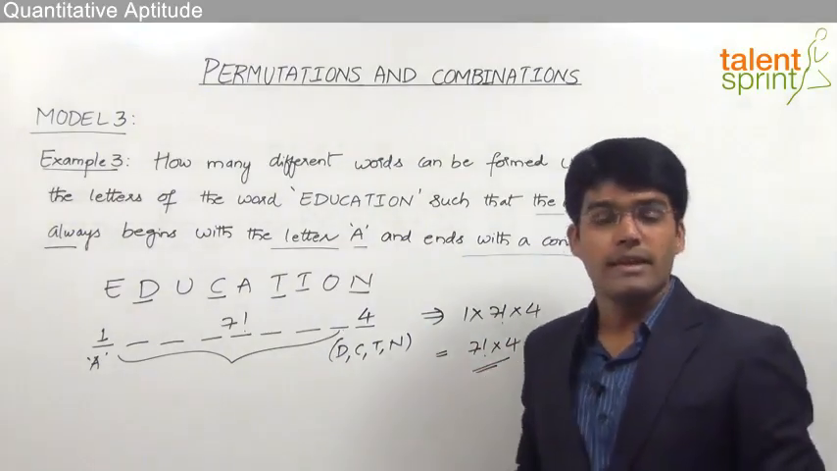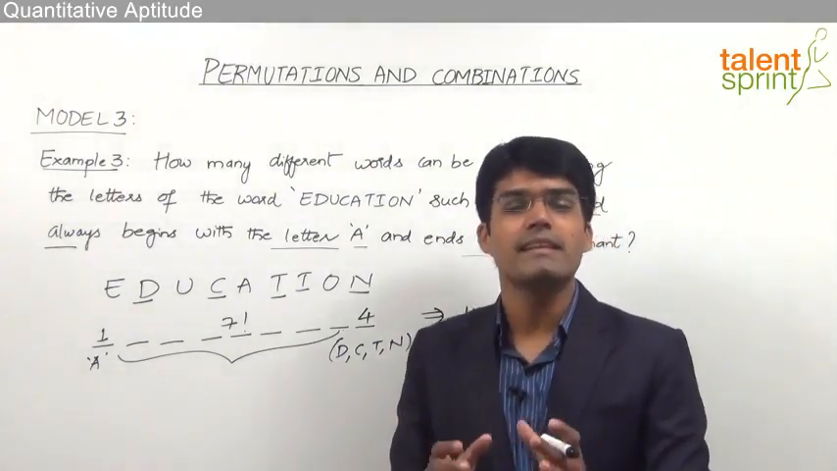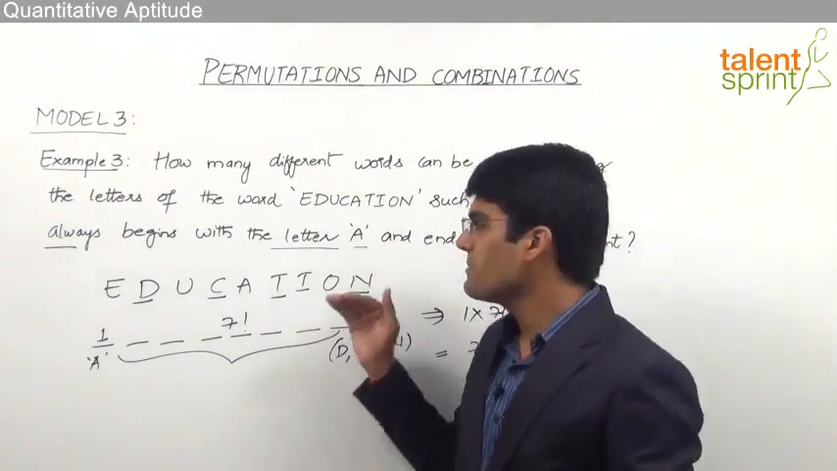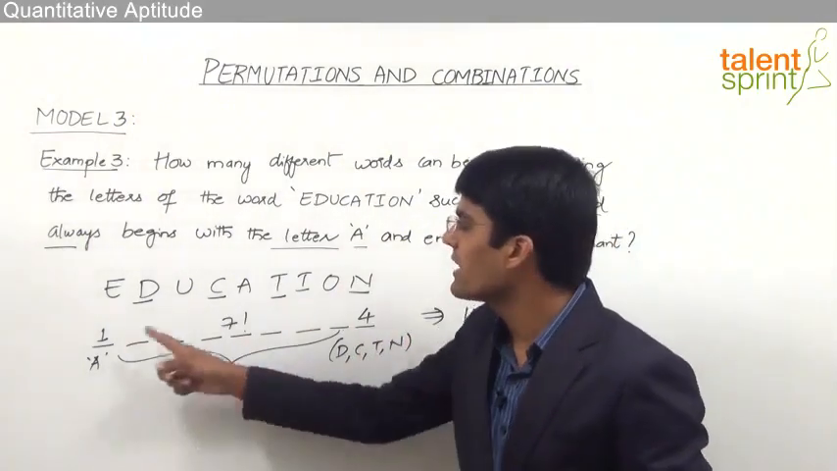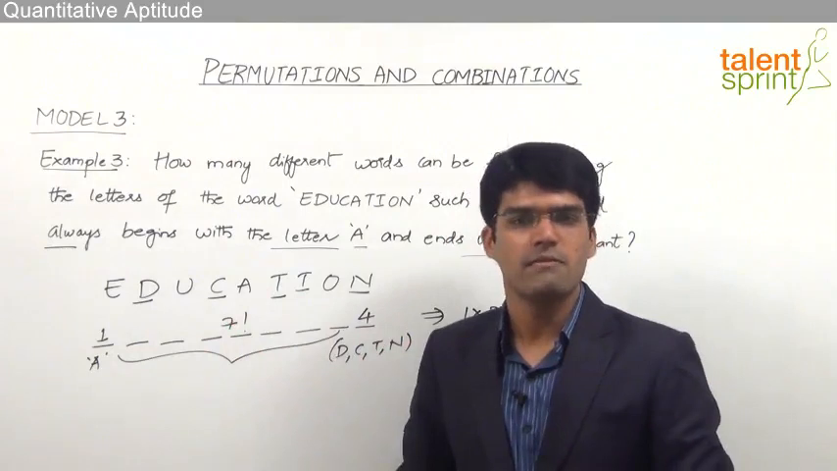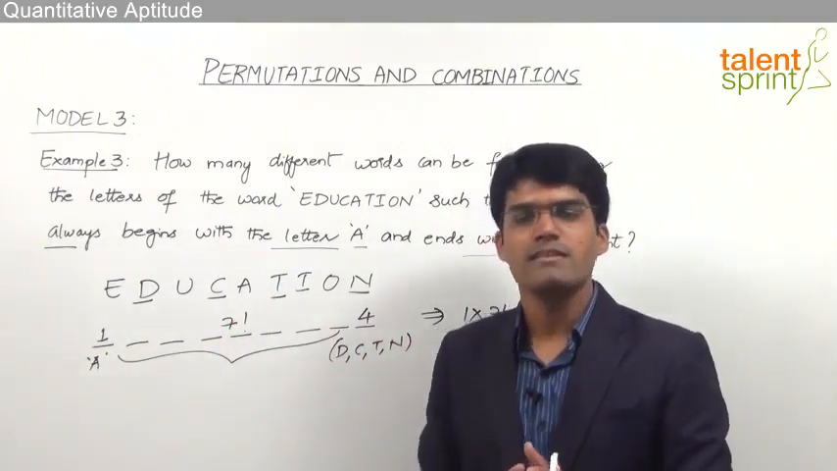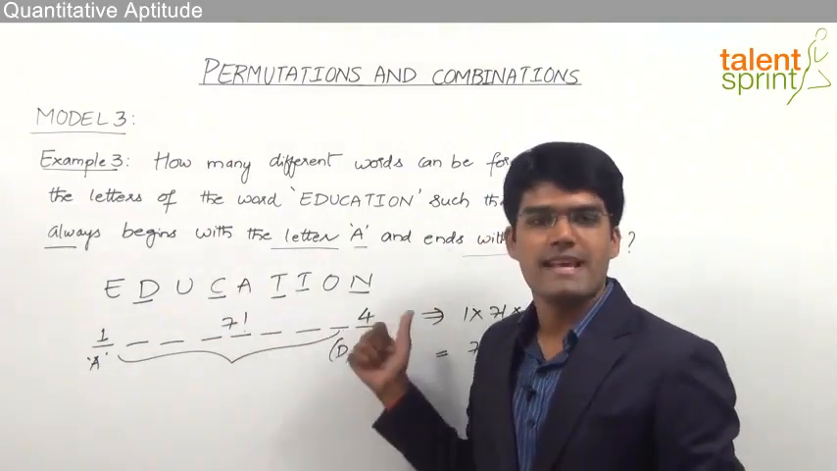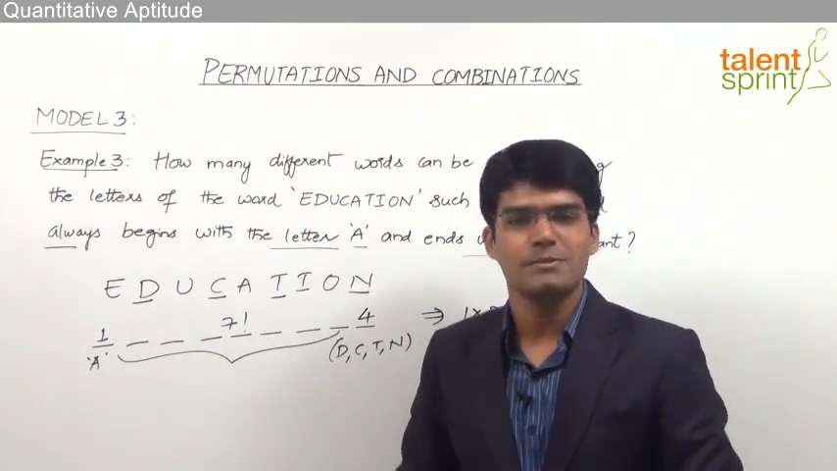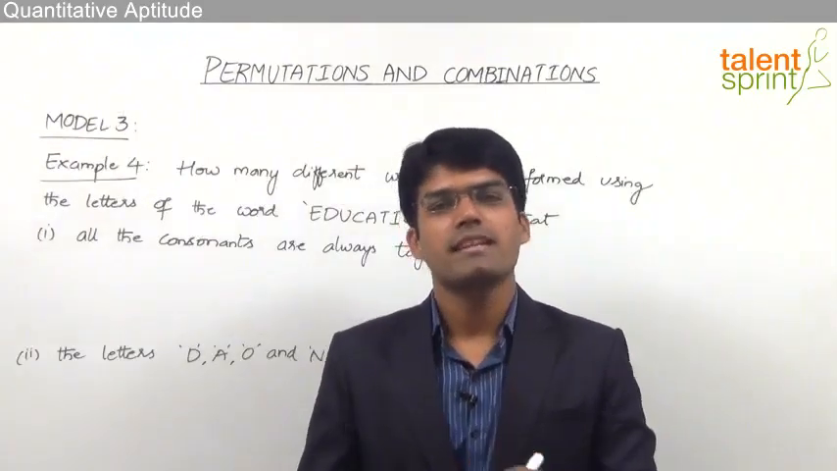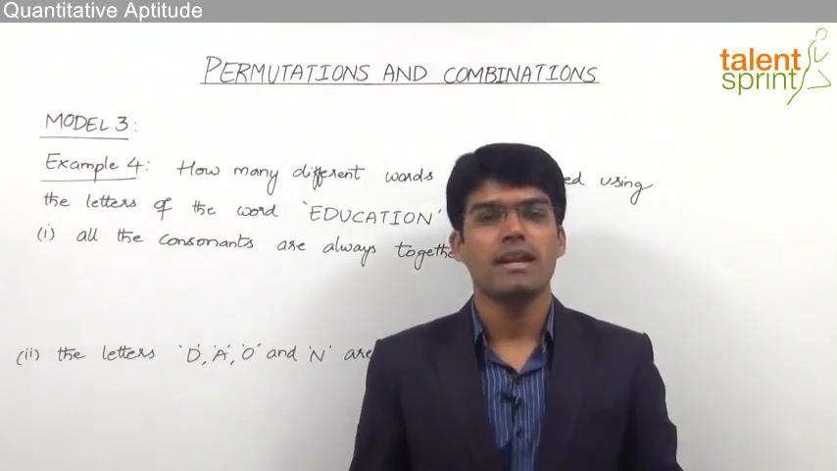So from this example and the previous 2 examples, we can very clearly understand that for solving questions based on conditions, we first need to work on the conditions and then the remaining positions can be filled in a general manner. So always try to satisfy the conditions first as given in the question and then go for the remaining positions. Let us now take the next example from model 3 where we shall look at a new and a very interesting condition.